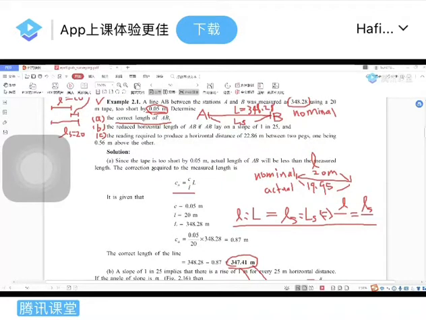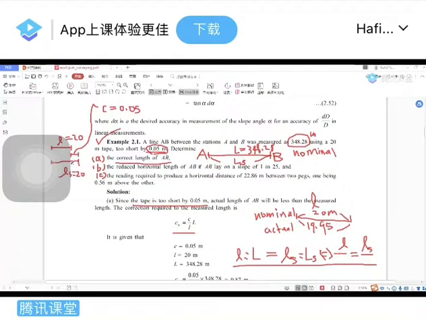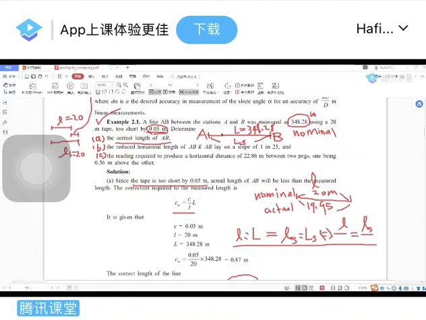The correction. I'll read one by one. Since the tab is short by 0.05, because the actual, standard one is this long but usually some shorter one, if you use some shorter one, you'll get some longer distance. So AB is overestimated. So the length of AB is actually here is the actual. He didn't use absolute anymore, he used the actual.